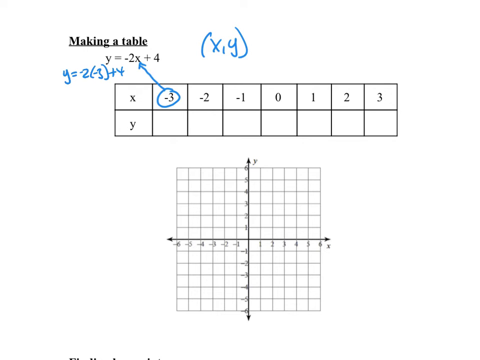When we did that evaluating expressions lesson, this is where we need that. So negative 2 times negative 3 is positive 6, and 6 plus 4 is 10. So that means the y that goes with an x of negative 3 is 10. Now I'm going to do the same thing with negative 2, and I'm going to plug that into the equation. So I'm going to do that here. Negative 2 times negative 2 plus 4. So negative 2 times negative 2 is 4, and 4 plus 4 is 8.